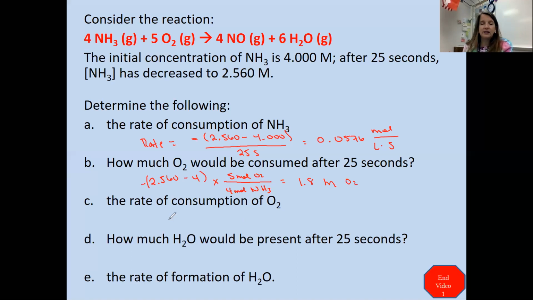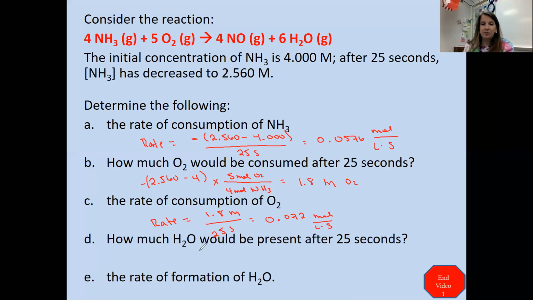So our rate, remember our rate, we're going to take that change in concentration, that's how much is consumed. So we don't have to subtract that from anything here, over our time, our 25 seconds, and we would get 0.072 moles over liters times seconds.